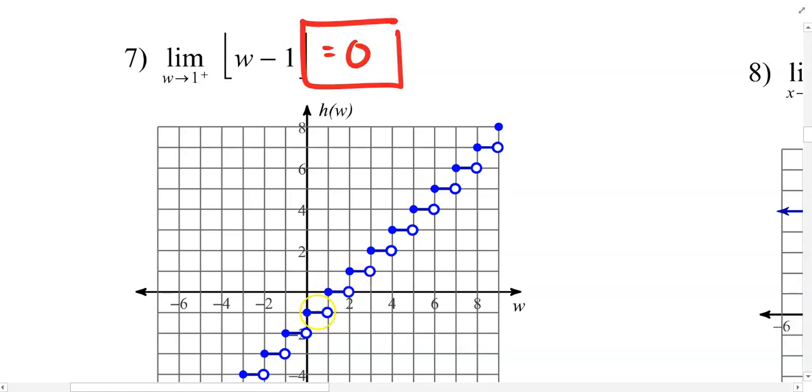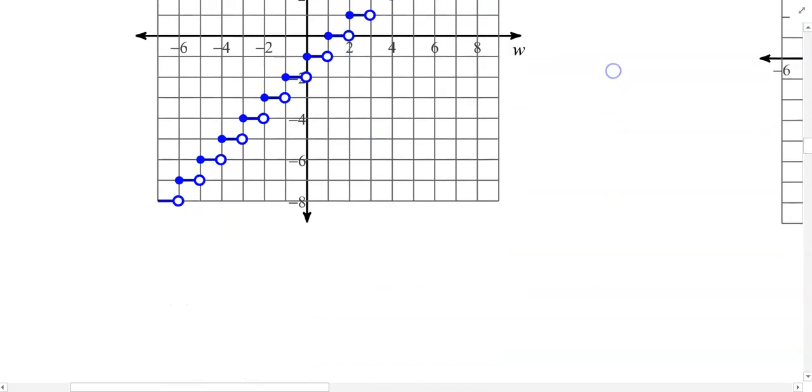Coming from the left, however, as we approach an x value of 1, we see that our function value is tending towards -1. It's sitting flat on -1. But from the right, we would say 0.